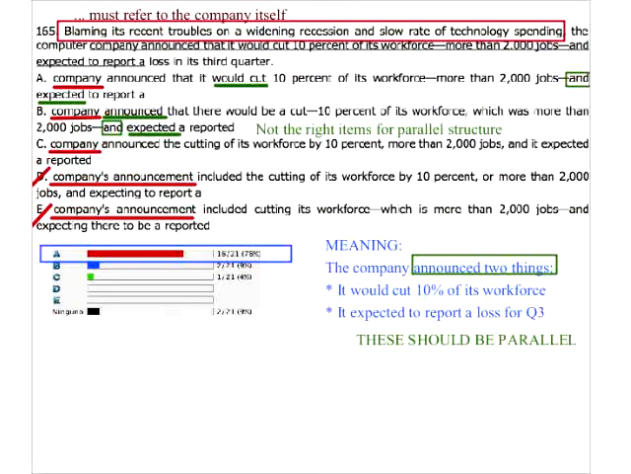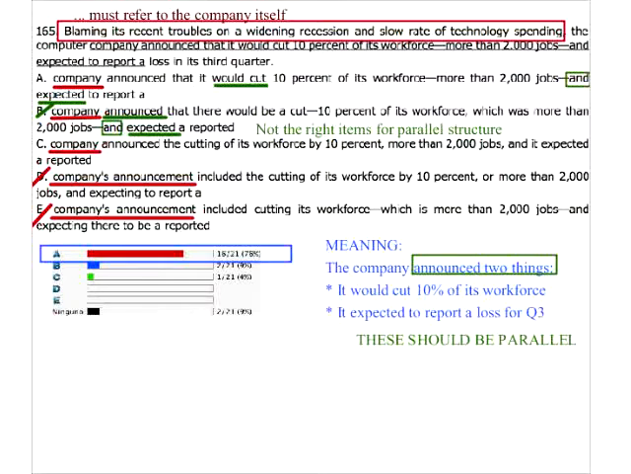I mean, what the meaning of the sentence, which you can tell by reading it at first, is the company announced both of these things. So it wouldn't really make sense if the company announced this and magically we know that they expected that. It only makes logical sense if the company is announcing both of these things. So those are not the things that we want to see in parallel.